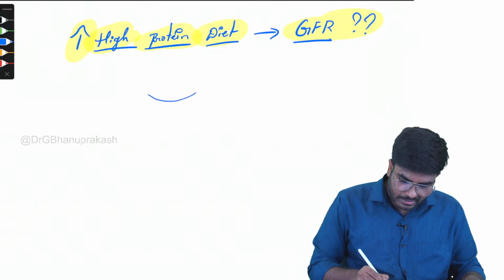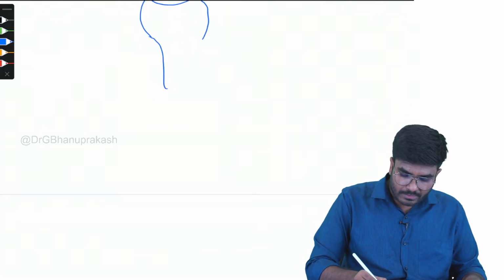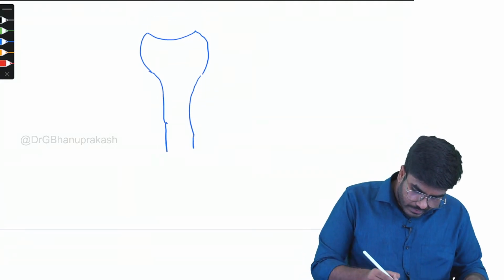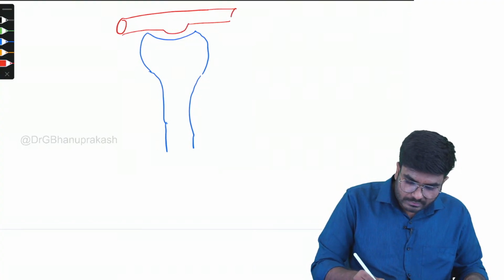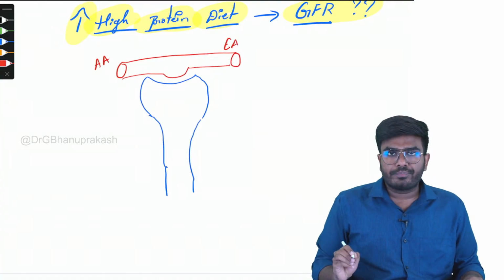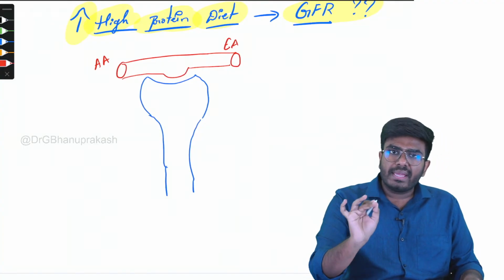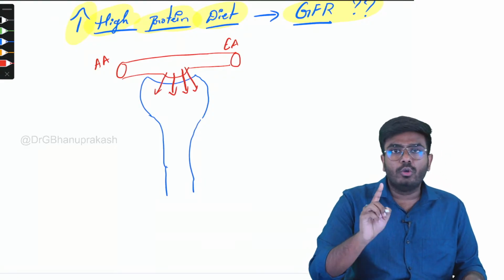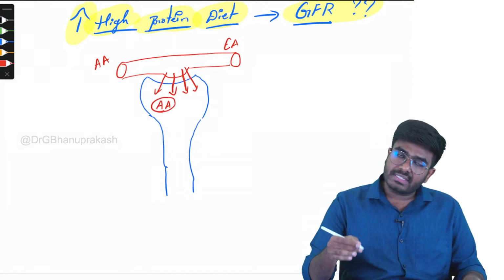To know this concept, you need to know certain basic things. Guys, I am showing you afferent arteriole, efferent arteriole. Okay, see, normally the basic physiology is that amino acids are freely filtered. I have already taught you glucose, amino acids, everything is freely filtered.